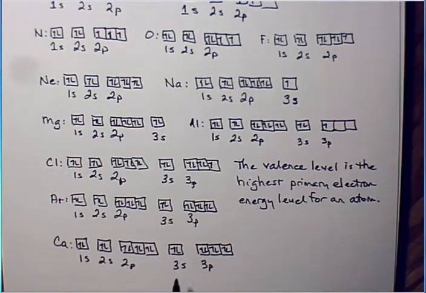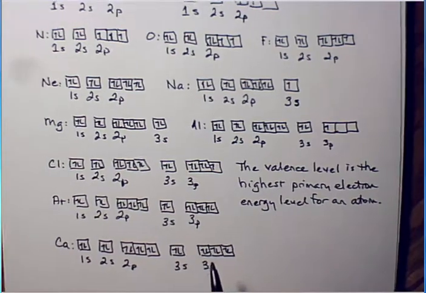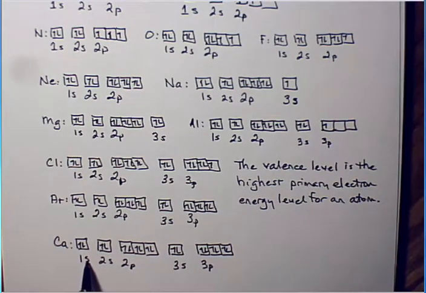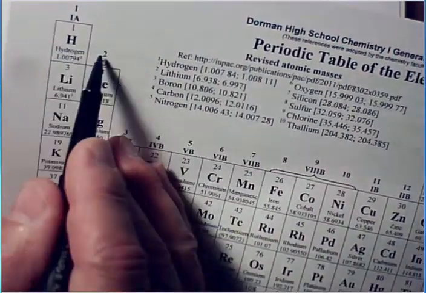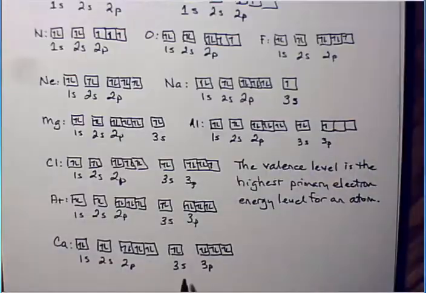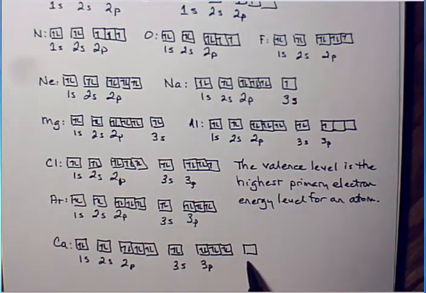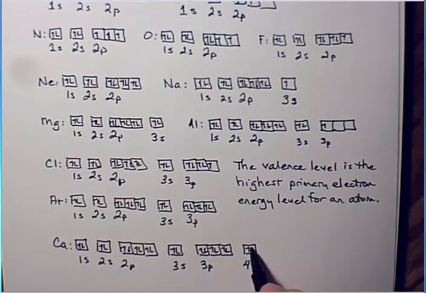These coefficient numbers represent a primary energy level. The S and P we've been talking about represent an energy sublevel. Primary energy level, sublevel. Primary energy level, sublevel, and so forth. So with calcium, we're going to need 2 more electrons. We're in the 4th period, meaning we're putting electrons in the 4th primary energy level of the atom. And we need 2 more electrons.